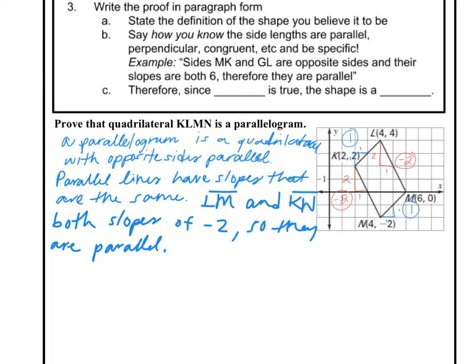And then do the same thing with the other two sides. So we just did LM and KN. Now you have to do KL and NM. KL and NM both have slopes of 1. So they are also parallel.